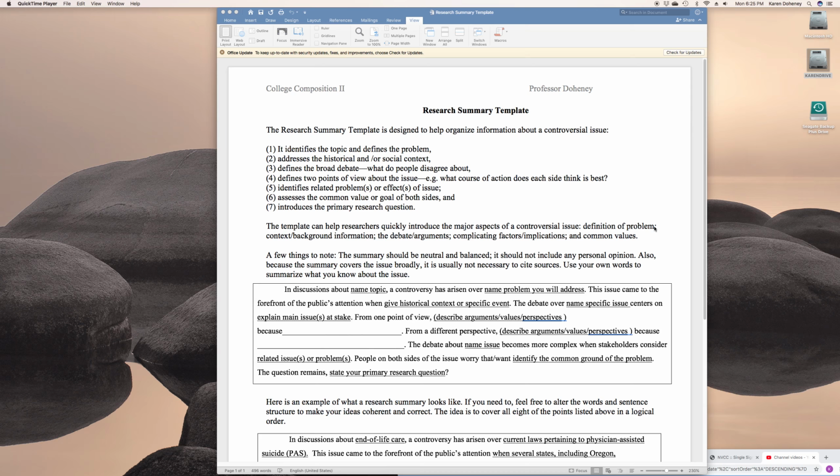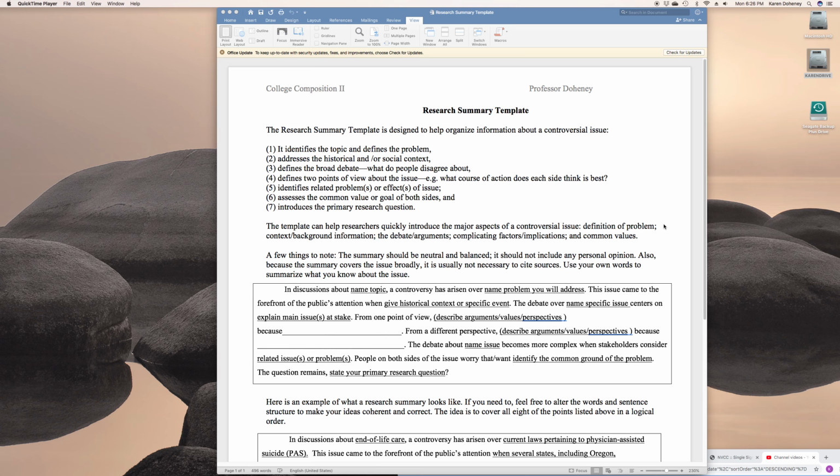Number 6, assess common value or goal of both sides. We talked about that a little bit in the beginning here, talking about for like the TSA, think about this in terms of creating secure public spaces that go beyond just the airport but into other places. People want to be safe when they go out in public, would be a common value and goal of both sides.